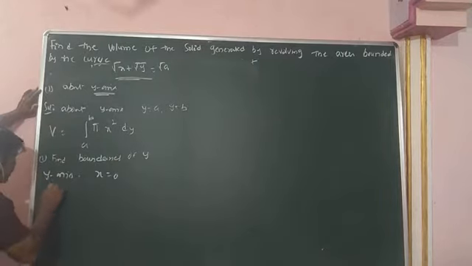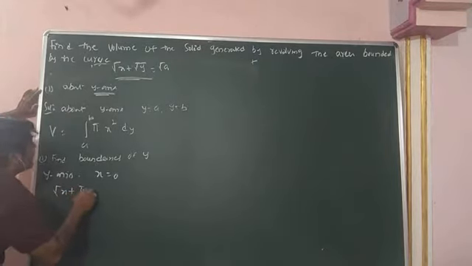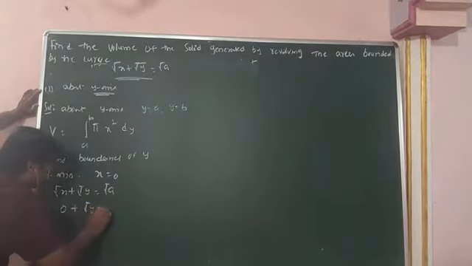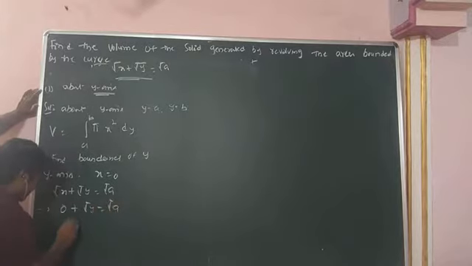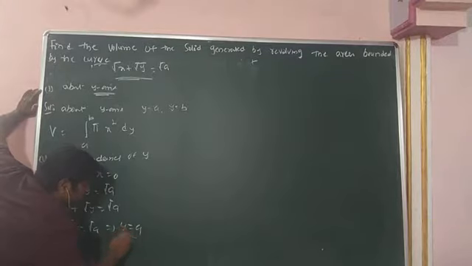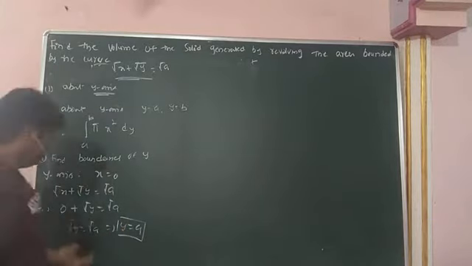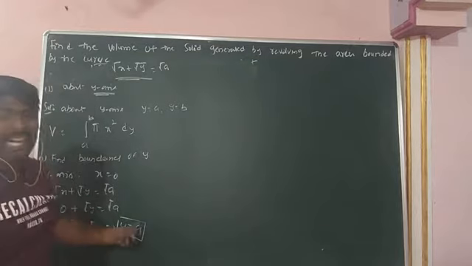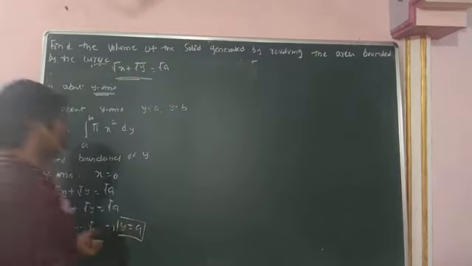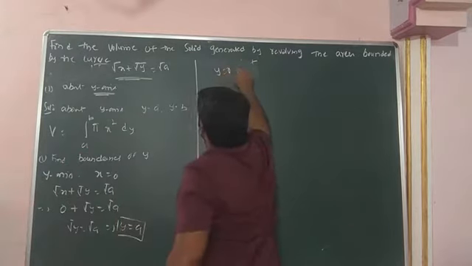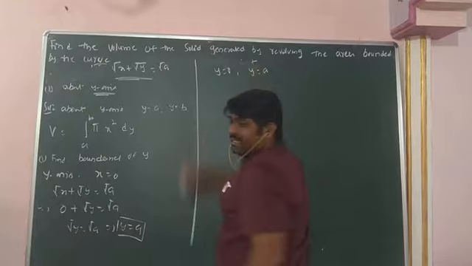So from root x plus root y is equal to root a, we substitute x equal to 0, plus root y equal to root a. Therefore root y equal to root a. From that, y is equal to a. One limit value is a, another boundary is 0. Therefore, the boundaries are y equal to 0 and y equal to a.